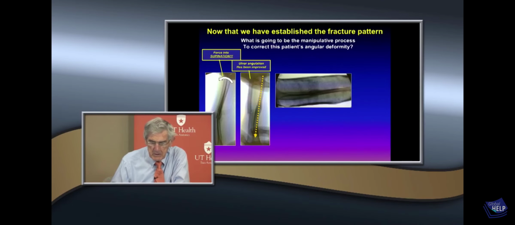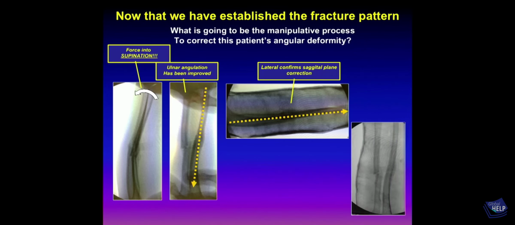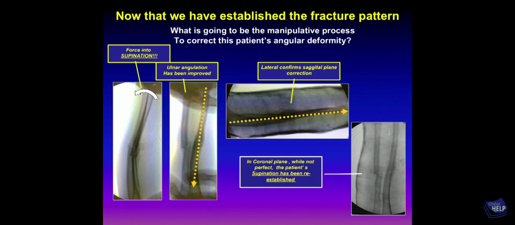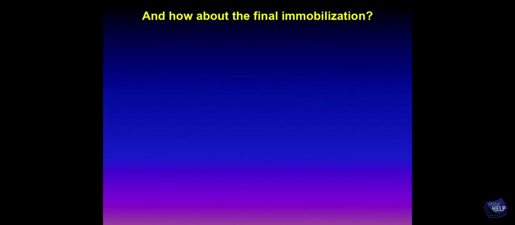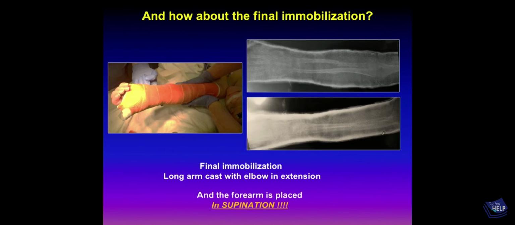So here he is, and he's now in supination, and so that confirms the sagittal plane correction. And here he is again in the coronal plane. Well, not perfect, but the supination has been reestablished, and that's within the limits of remodeling. And so we put this patient in a long arm cast in extension and supination. The forearm was forced into supination. You can see we included the thumb, and then split the cast and closed it later on.